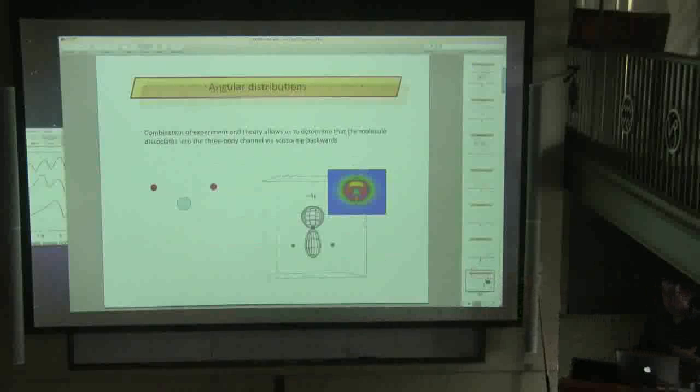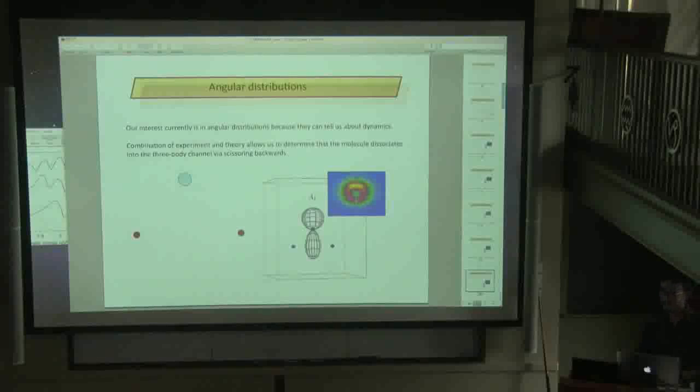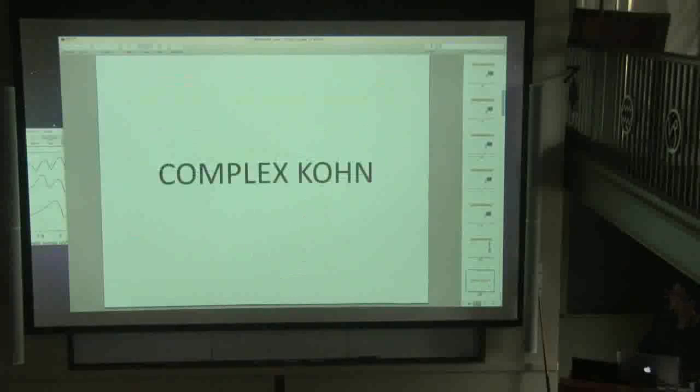Okay, so our motivation, I'll just skip through this, is in terms of angular distributions. It's not pertinent to this conference, but just for background. If we measure the angular distributions and do some calculations, we can infer things like, oh, when an electron attaches to water via this state, it then scissors backwards and breaks up into 3 body. So that's our motivation. We also have some stuff on acetylene. So we use the complex cone method to calculate the resonance lifetime. And I won't belabor the point.